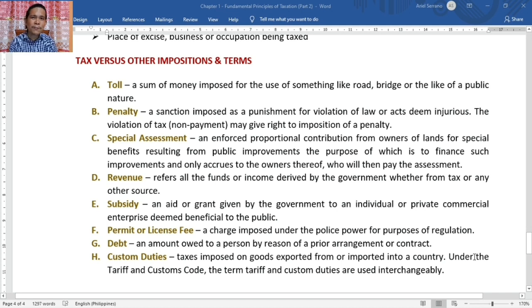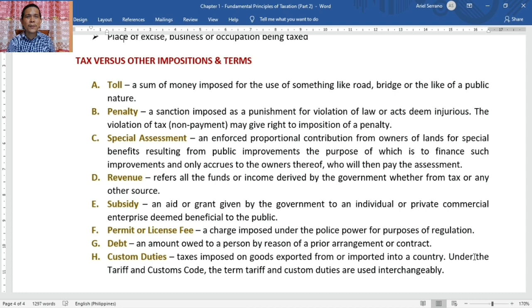Pag sinabi naman nating penalty, that is an imposition kasi meron kang violation. Okay? Napipinalize ka, violation of law or acts deemed injurious. So, kunwari, meron kang pinagkakautangan, sabihin na natin na isang lending institution, so hindi mo nababayaran yon, it becomes an injury para doon sa parte na pinagkakautangan mo, so nagkakaroon sila ng mga penalty, nagbibigay sila ng penalty sa iyo.